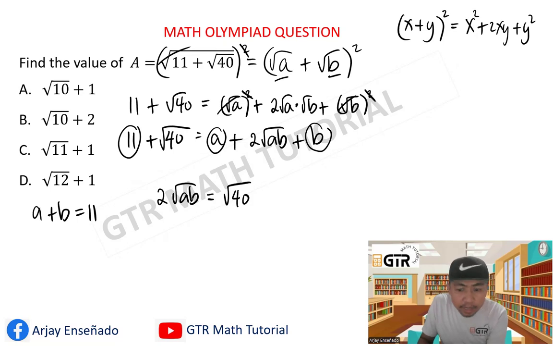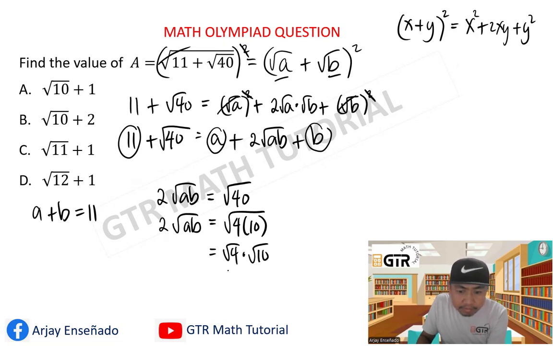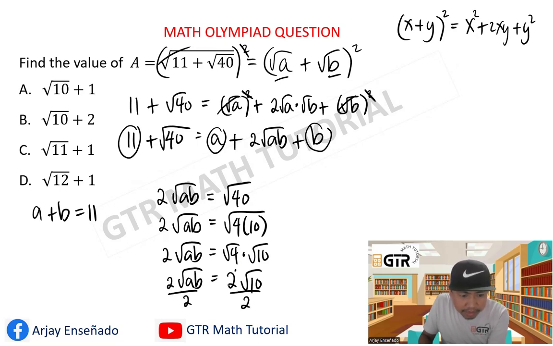So let's simplify equation number 2. We can write square root of 40 as square root of 4 times 10, because 4 times 10 is 40. And then we distribute the radical: square root of 4 times 10 is square root of 4 times square root of 10. Square root of 4 is equal to 2, so we have 2 square root of 10. Then we divide both sides by 2 so that the 2 will cancel out. Therefore, square root of AB is equal to square root of 10.